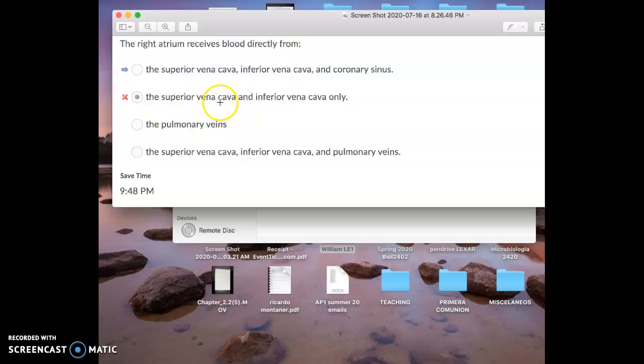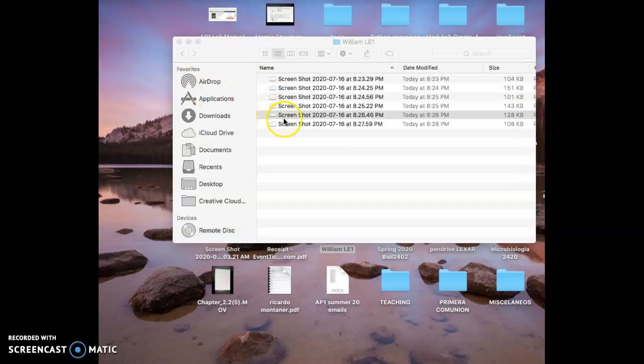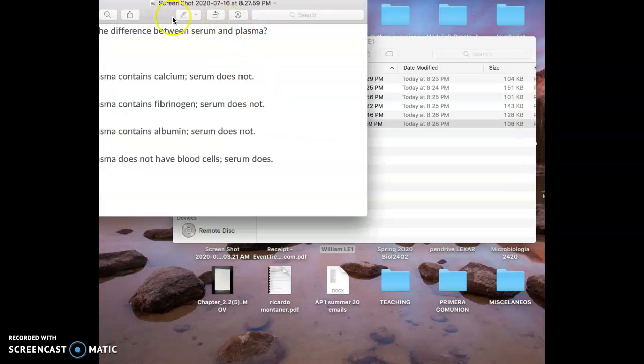And the next one says the right atrium receives blood directly from, it's true, the superior vena cava and inferior vena cava, but not only those, because it also receives the coronary sinus. That's why.